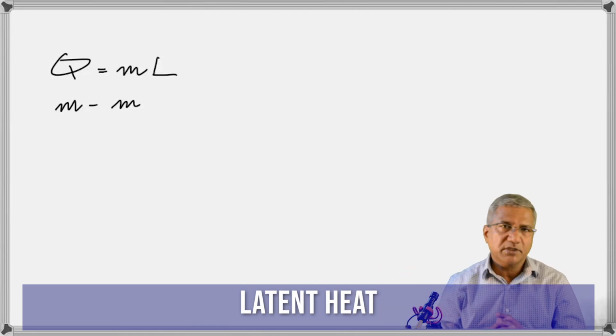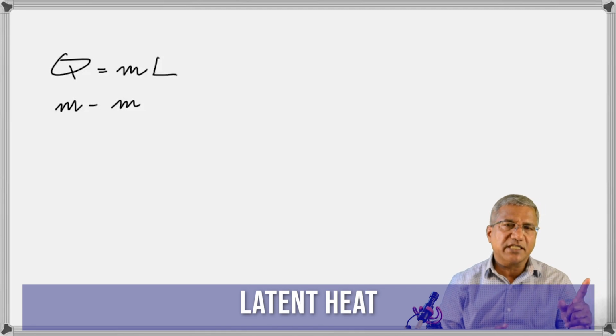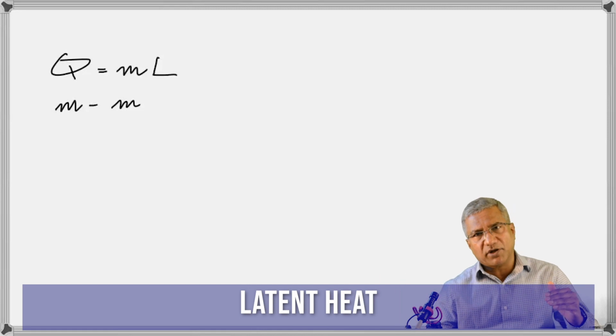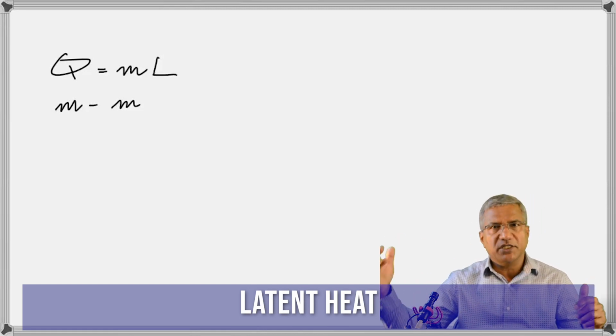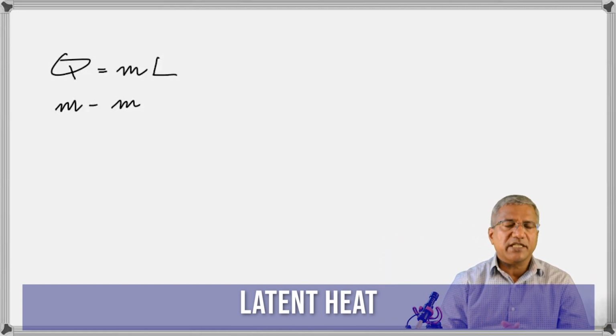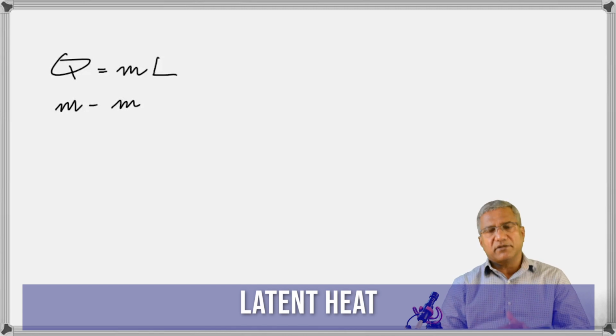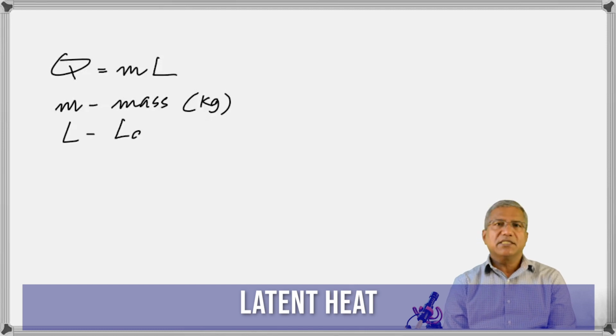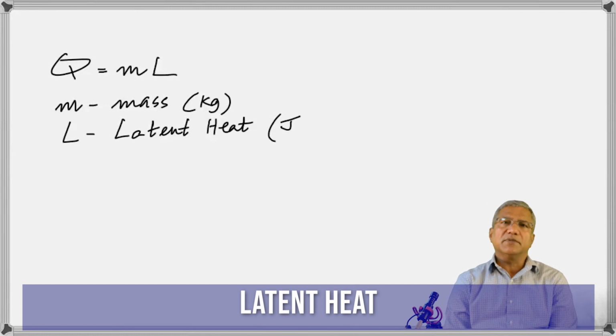That means to make it a vapor. The other one is called latent heat of fusion. Fusion means melting. Vaporization means changing it from liquid to gas. So the latent heat of vaporization is going to be bigger than the latent heat of fusion. M is the mass, which must be in kilograms, and latent heat is going to be in joule per kilogram. Yes, latent heat is in joule per kilogram.